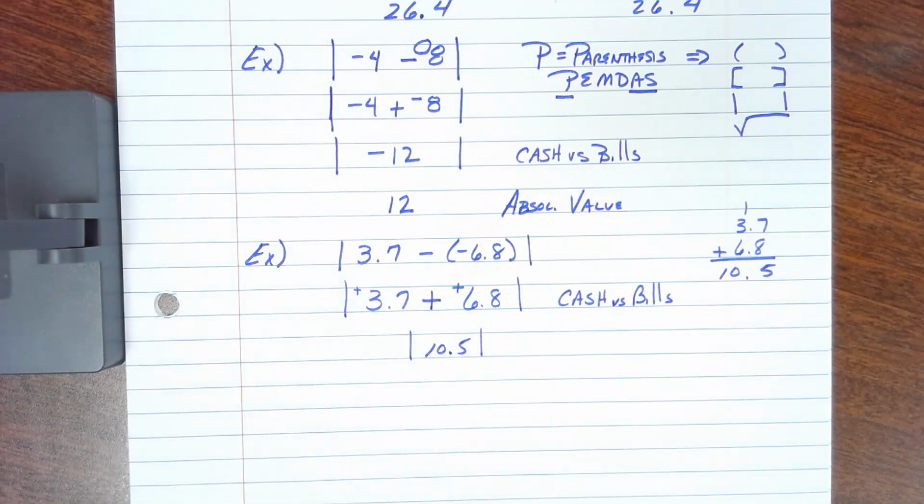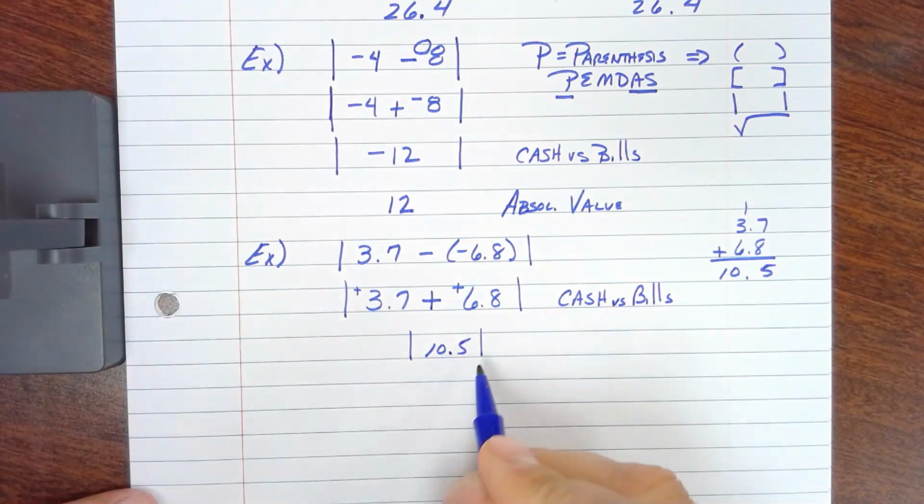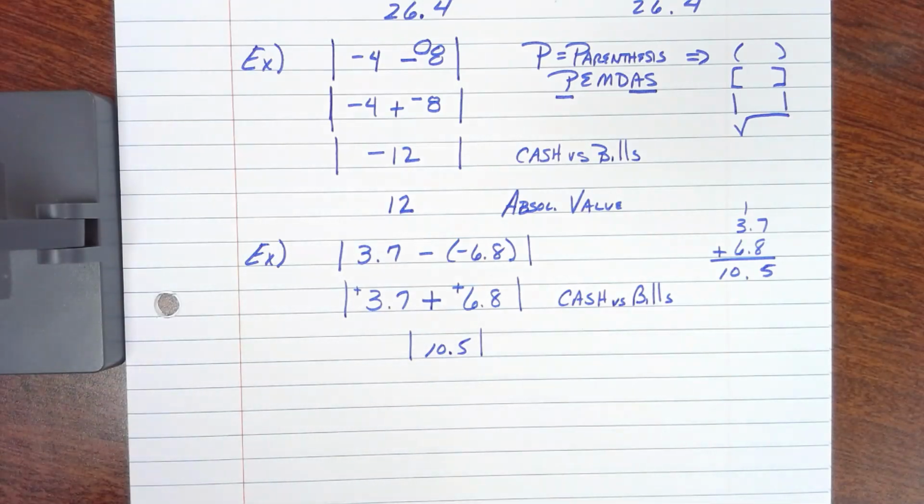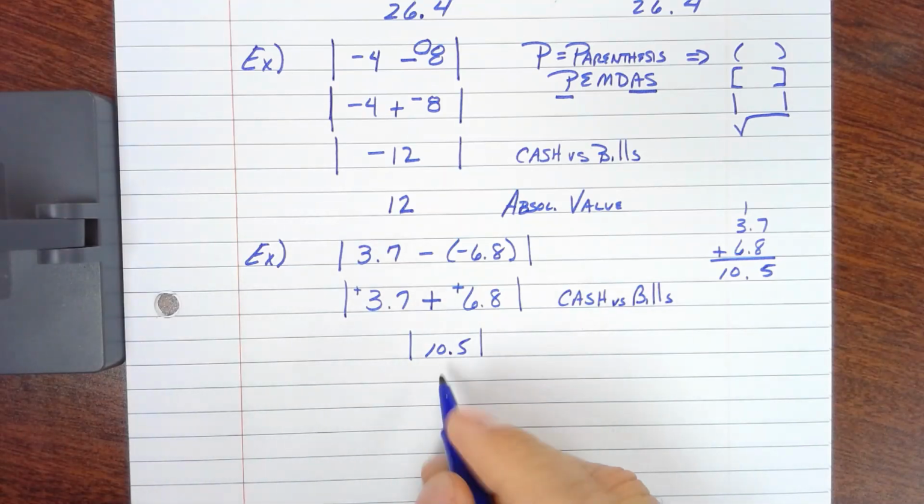I cannot leave my answer inside those absolute value signs. I have to ask, the definition of absolute value is how far from 0 is the number. So how far is 10.5 from 0? Well, it's 10.5 units.